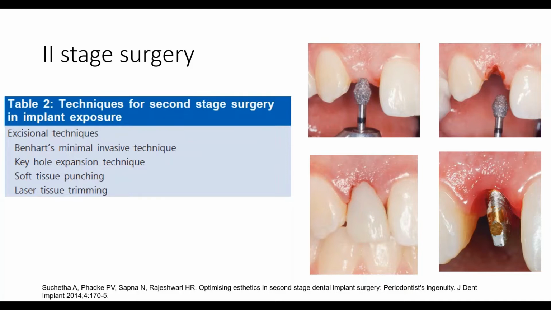Second is the keyhole expansion technique. We open the orifice of the implant, remove the cover screw, and place a gum expander. This gum expansion will create a gap so that we can place a healing abutment over the implant. Once the tissue collar is formed, we make an impression for the final crown.